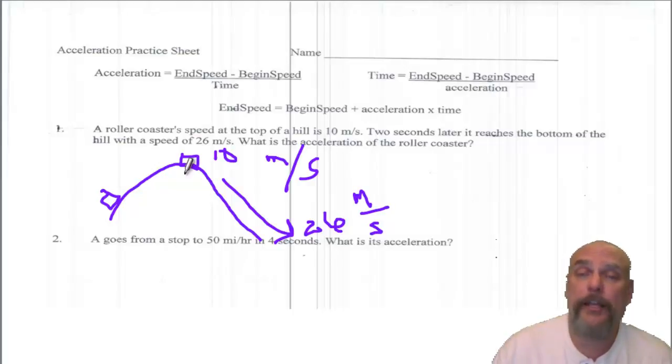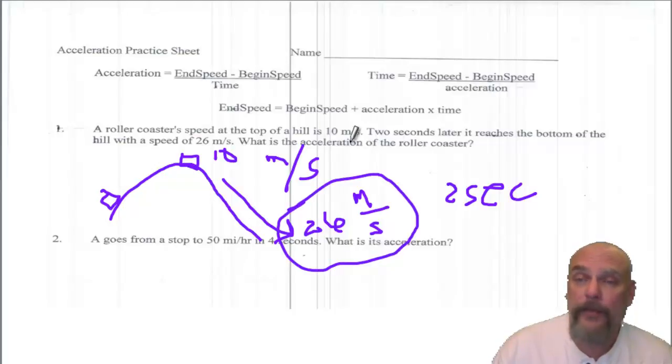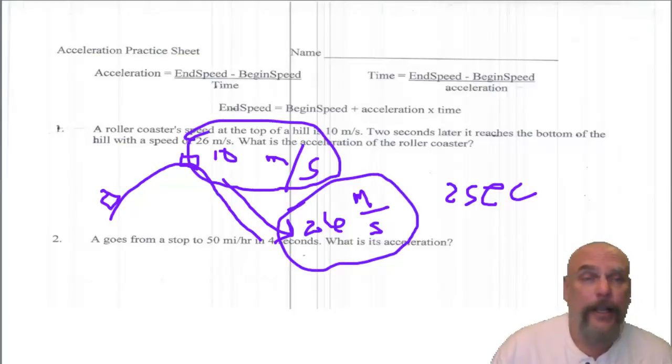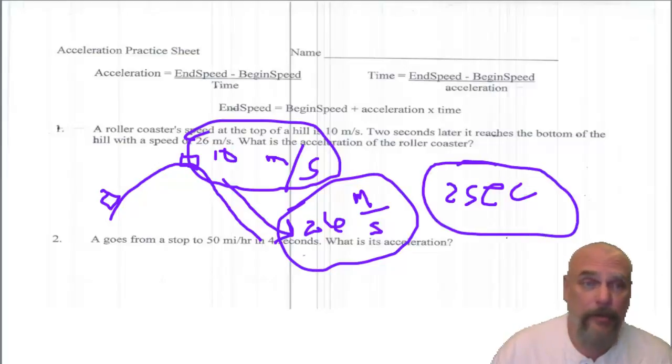second. So it increased in speed from 10 meters per second to 26 meters per second, and it took how long to do that? Well, it took 2 seconds to do that. So we do have all the information we need. We have the final speed, which is here. We have the initial speed, which is here. And we have the amount of time, which is here.